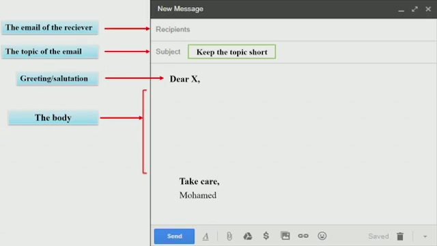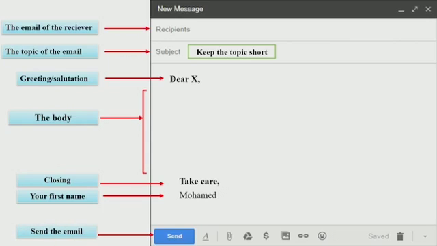And next we have the body. The body is the message, the thing you want to tell your friend, okay? And then we have a closing, so you close the email, you say take care, goodbye for now, best wishes, okay? And then finally, last but not least, your first name, because this is your friend, you use just your first name. You don't need to use your family name here. And then you send your email. Sometimes before you send your email and you want to attach something, you can use this. Okay, this one here. Good.